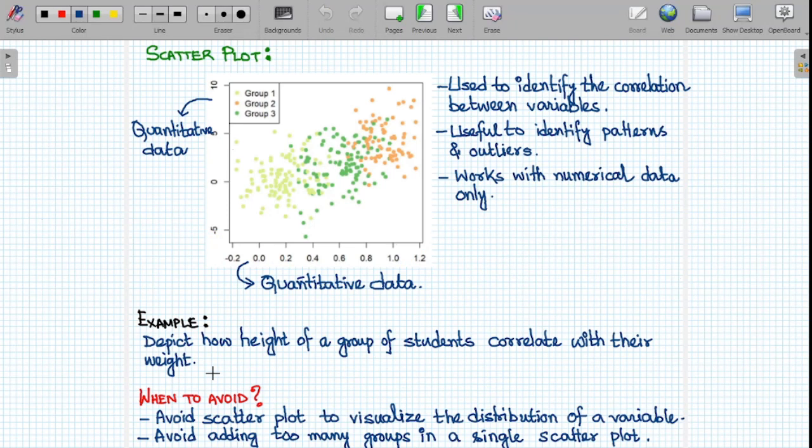We will avoid scatter plot to visualize the distribution of a variable. Avoid adding too many groups in a single scatter plot, otherwise it will be very clumsy. Hence, we will miss a lot of insights out of this data.